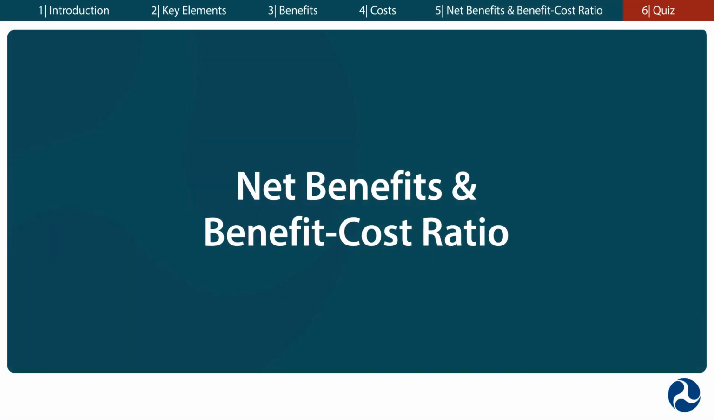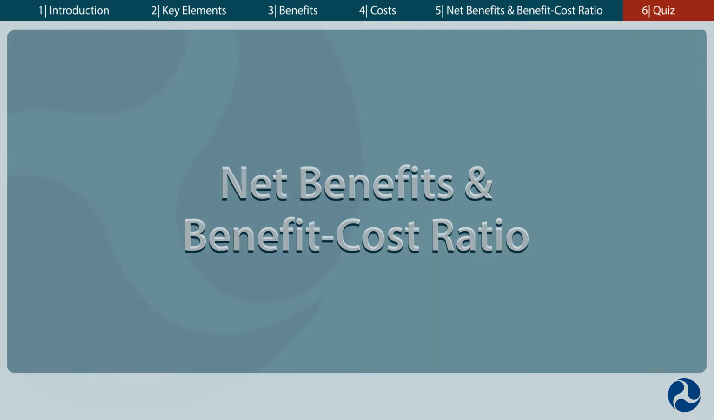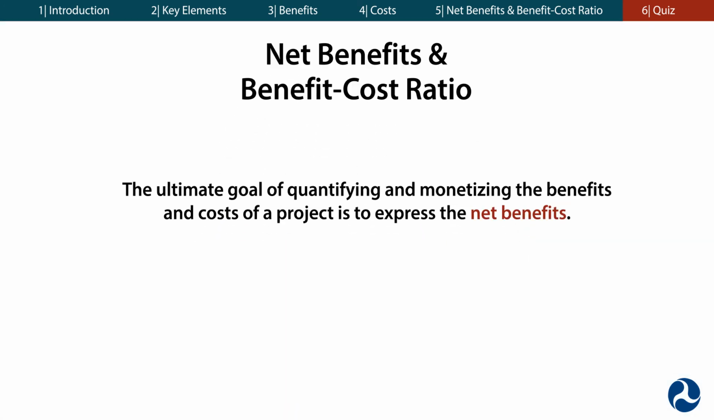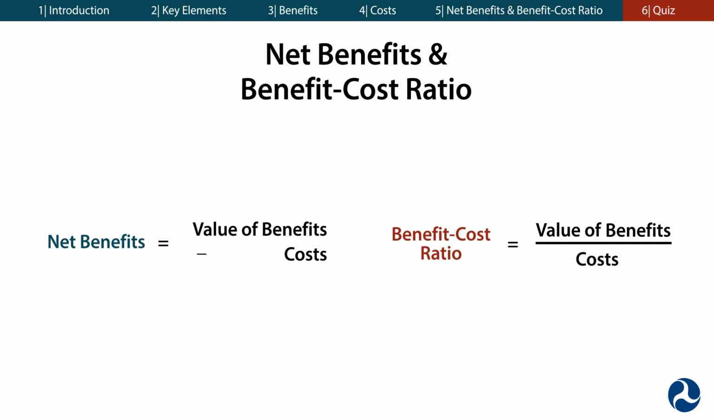Does your project benefit the users of your railroad and the public more than it costs in resources? The ultimate goal of quantifying and monetizing the benefits and costs of a project is to express the net benefits. In addition, it is common for a BCA to include a benefit-cost ratio as an additional metric to evaluate the proposed project. Net benefits are the total estimated benefits of your project minus the total estimated costs of your project. A benefit-cost ratio is the estimated value of benefits divided by the costs.